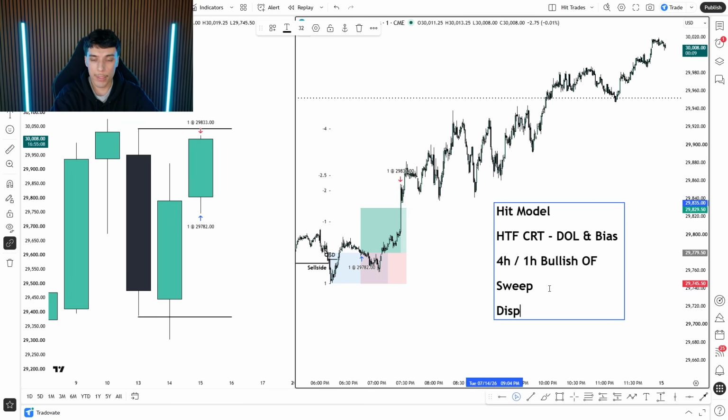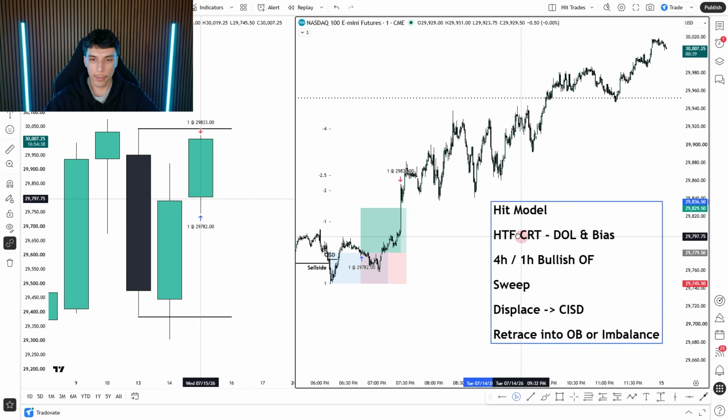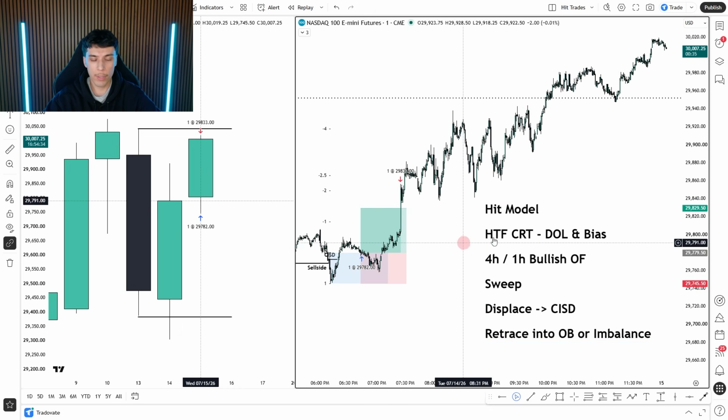From here, I want to see price displace in the opposing direction, and this is going to form a change in the state of delivery once price expands away from the last series of candles. In a bullish setup, it's going to be when price expands up and away from the last series of down close candles. Then, after we have confirmation of a change in trend, I'm going to wait for price to retrace into an order block or imbalance. This can be a fair value gap, a BPR inversion, all that good stuff. After that, I'll target a 1-to-1, 1-to-2, and that's basically it.